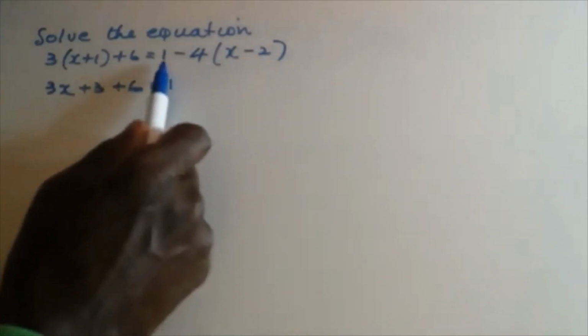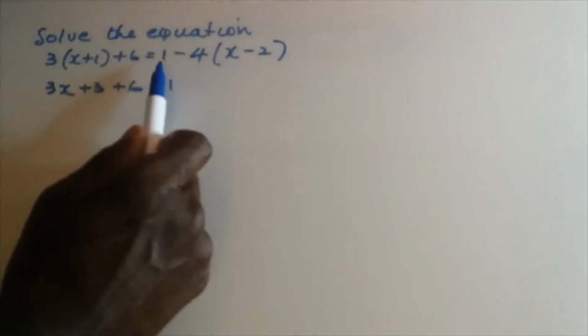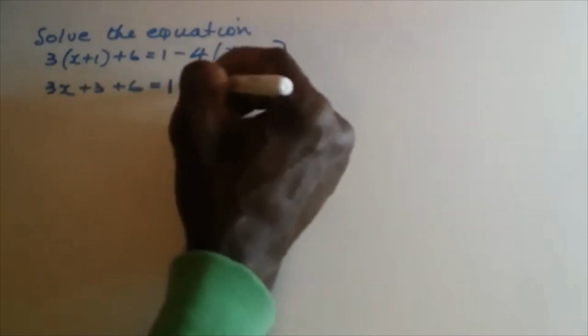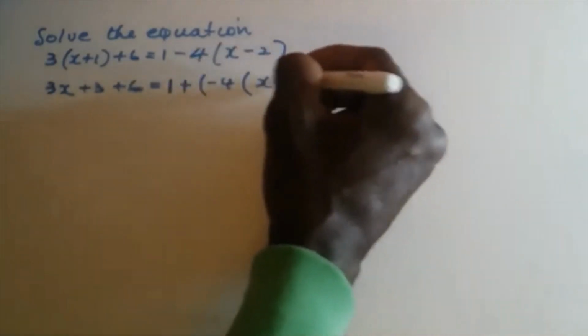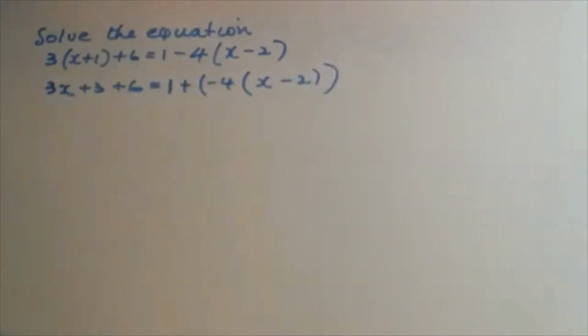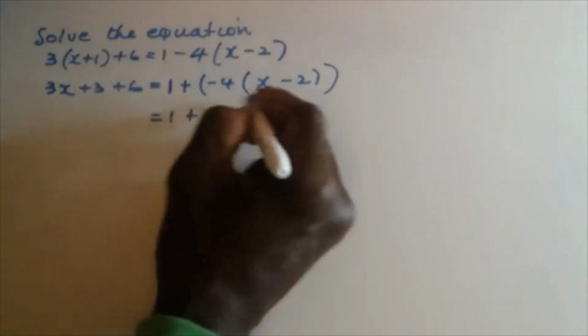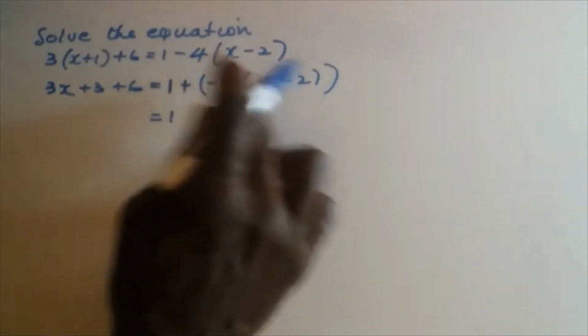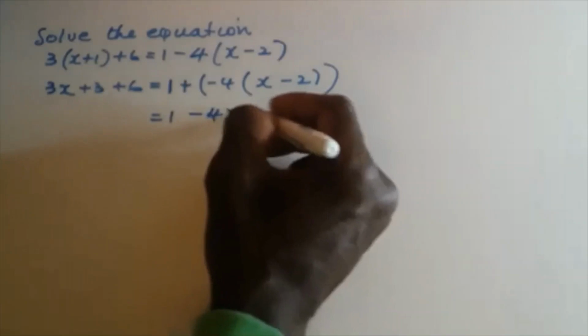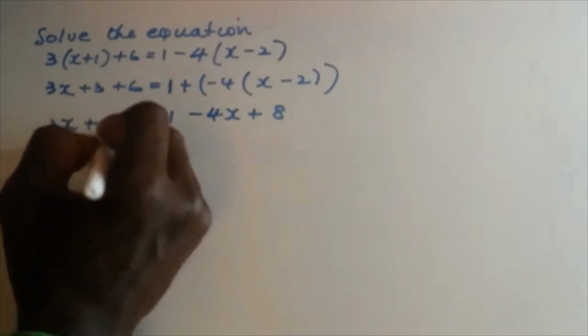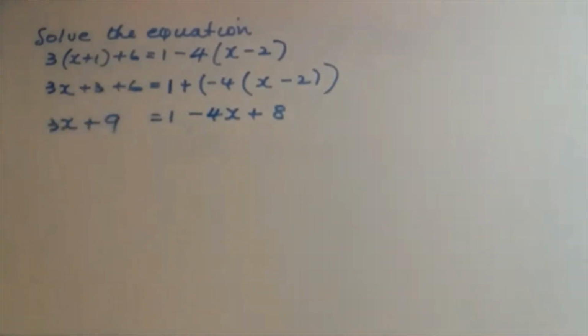It's not taken away from 1, it's simply added. So if we were to rewrite this, we can write it as 1 add brackets negative 4 into x minus 2. That's how it would look. So that's how we're going to approach this, which will give us 1 minus 4x add 8. So we have here 3x add 9 is equal to 1 minus 4x add 8.